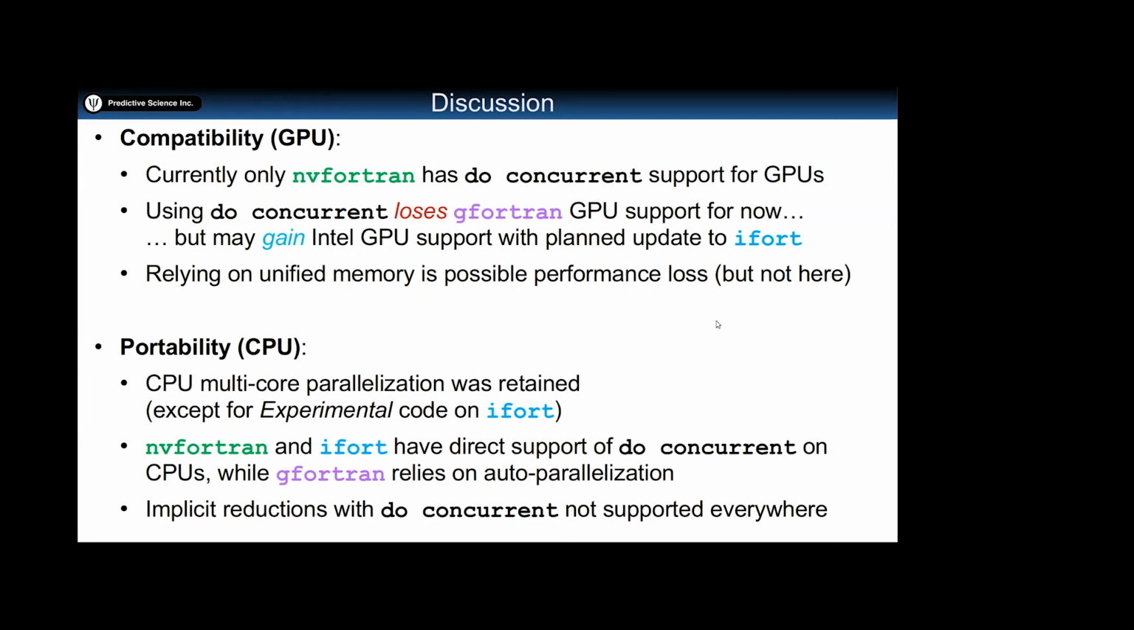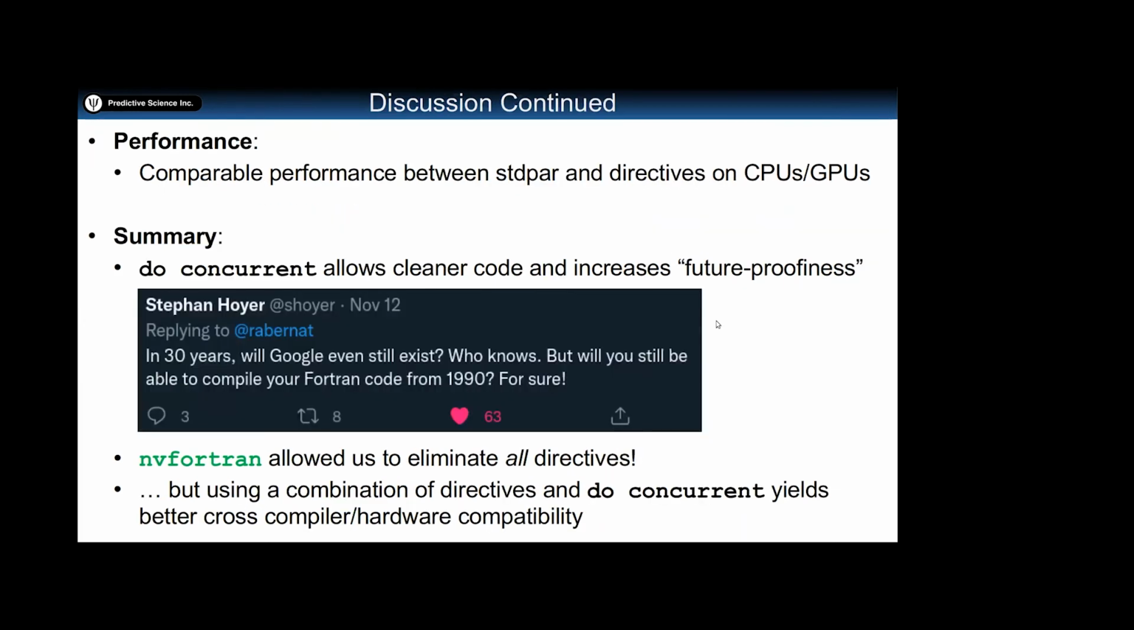For our experimental code, you had to rely on unified memory instead of our manual data movement for OpenACC. And here, there was no performance loss by doing that. But there could be, depending on more complicated codes. We retained our CPU multi-core parallelism, except for the case with Intel where it got the wrong answer. And the implicit reductions just aren't supported everywhere. So the performance is on par for all of it for this code.